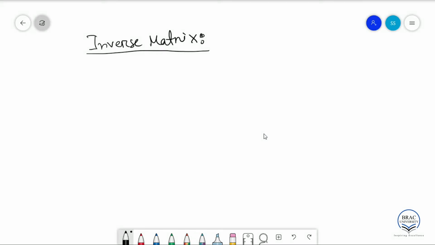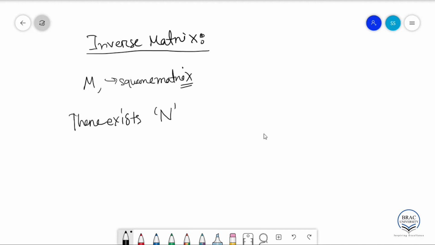Today we will be talking about the inverse of a matrix. So let's say you have a matrix called M. It's a square matrix, and we ask whether there exists some matrix called N such that if I multiply M with N, this gives me the identity matrix.